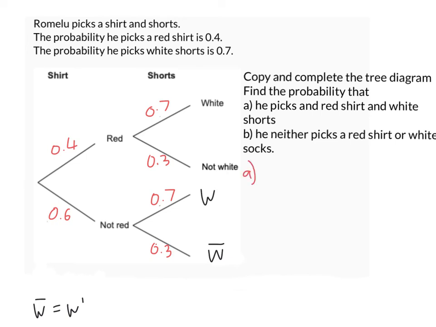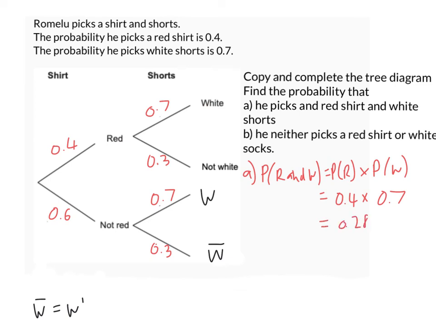Part A, what's the probability that he picks a red shirt and white shorts? Probability of red and white is the probability he gets red in the first go multiplied by the probability he gets white on the second go. Chances of getting red, 0.4. Chances of getting white, 0.7. So I've followed the red, 0.4, and then the white, 0.7. Those two gets you red and white. If you multiply those, you get 0.28.